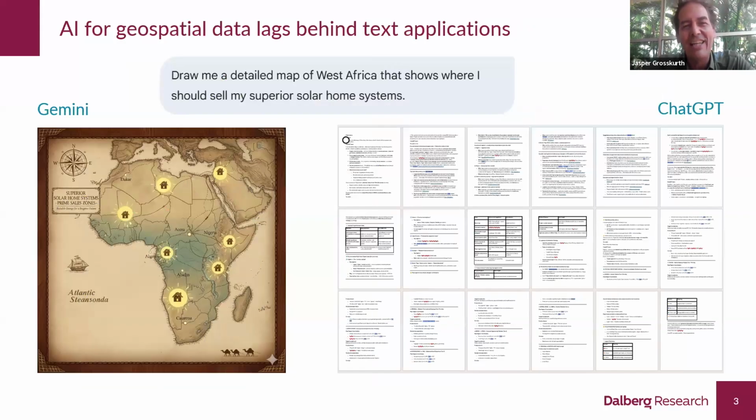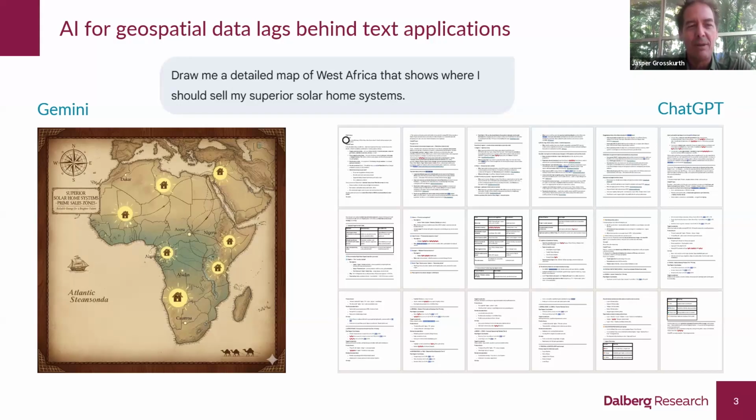Now, unfortunately, AI is not fantastic at these geographic tasks, at telling you where. Anyone who has asked AI to draw a map has had many hilarious results. This is because maps have unique characteristics: some things are very specific and very strict, and other parts are very creative. Now, I asked two popular tools for a map, in this case for West Africa, that shows where to sell my superior solar home systems.